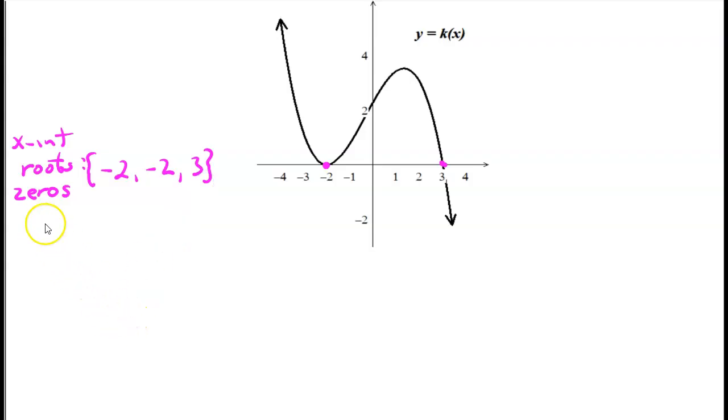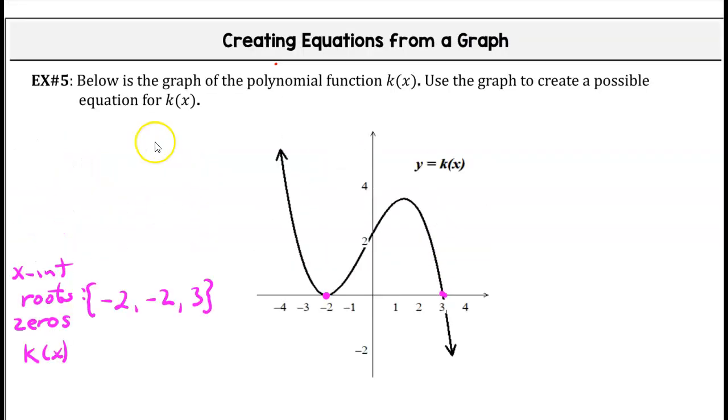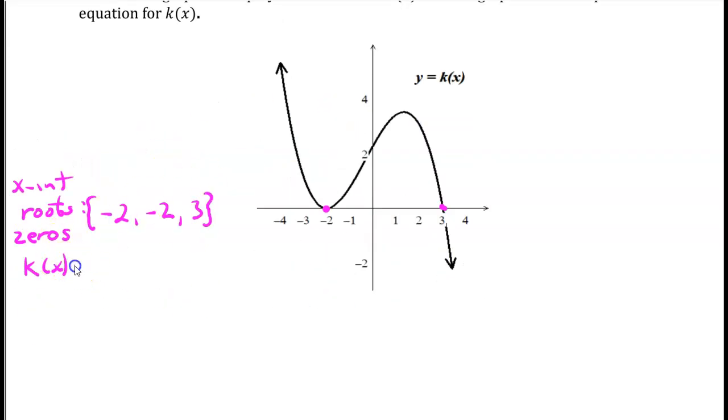right? So I can write this in the format they want, k of x, and there's always some number in front. We don't know what that coefficient is, and we have to figure that out. So some coefficient in front, but I do know it's going to be x minus -2, x minus -2, which is x plus 2. Repeated one more time, x plus 2, and x minus 3.